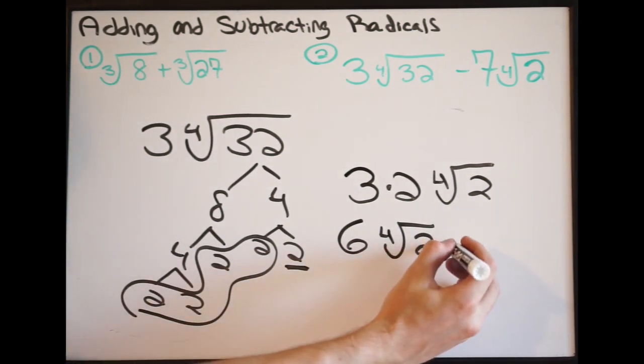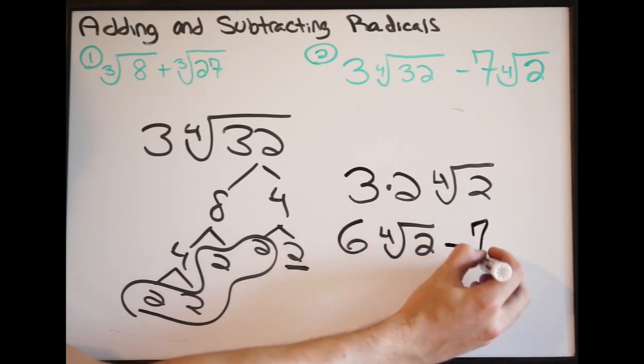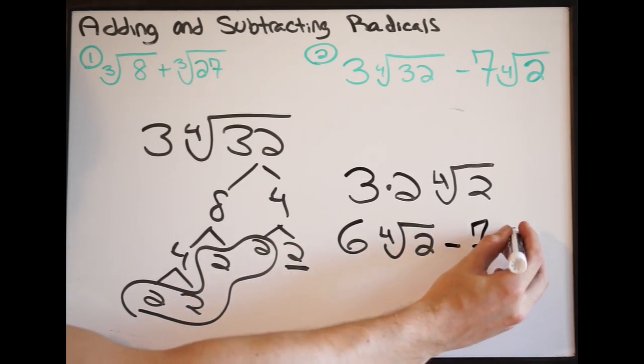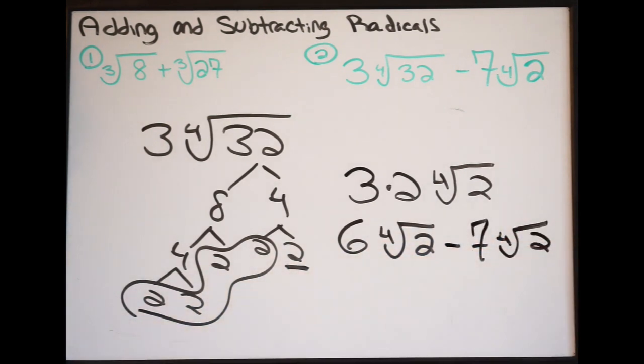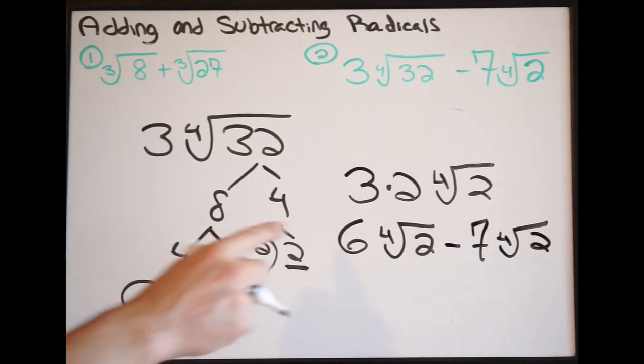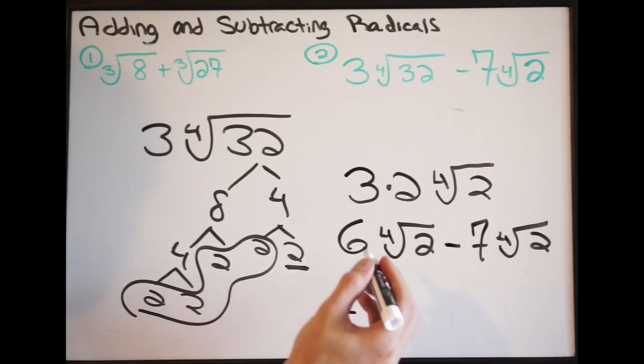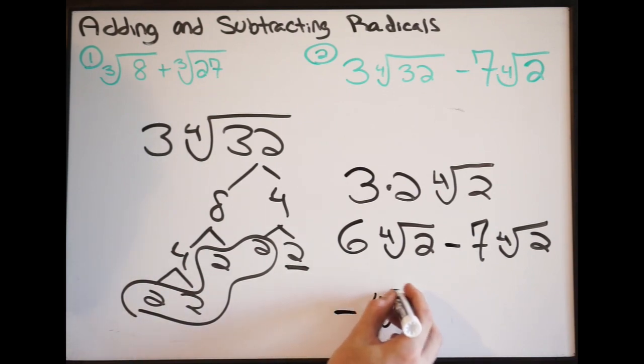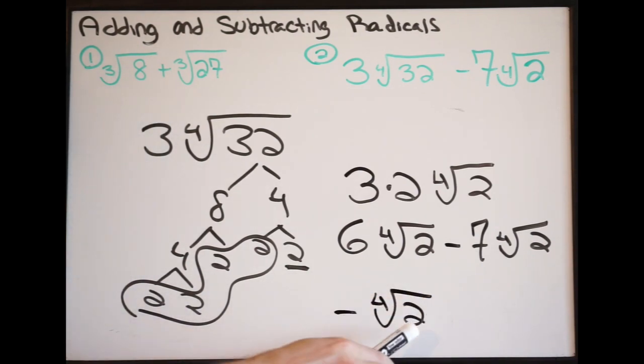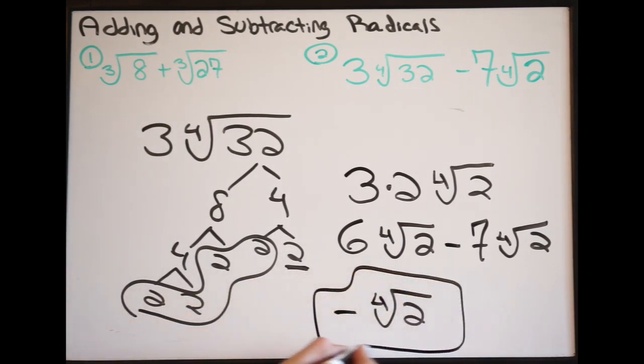So just writing this out right here, we have minus 7, and this is to the 4th root of 2. Okay, so just doing out the operation, 6 minus 7 is negative 1, so we just get negative, and we get the 4th root of 2. So notice how my radicand does not change, alright? And this here is going to be our final answer. Okay, so that is adding and subtracting radicals.